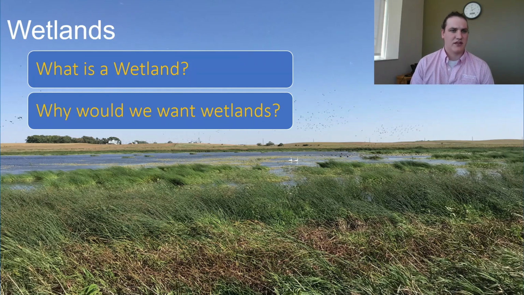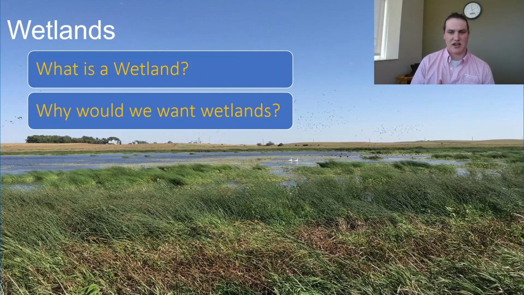The next thing we're going to talk about is a wetland. So what is a wetland? A wetland is kind of like a natural prairie pothole. We used to have wetlands all across the state of Iowa. Over time, we farmed them and lost some of these areas.